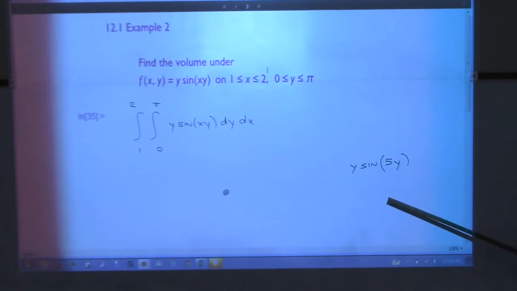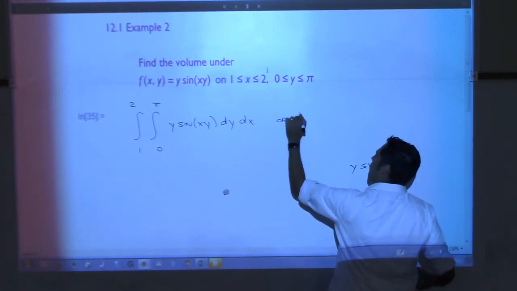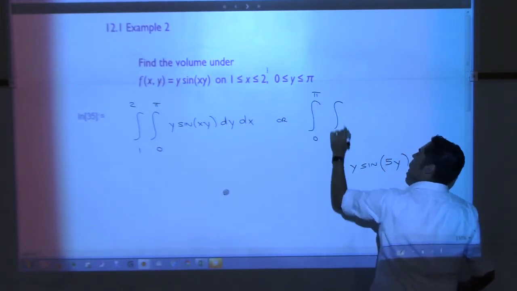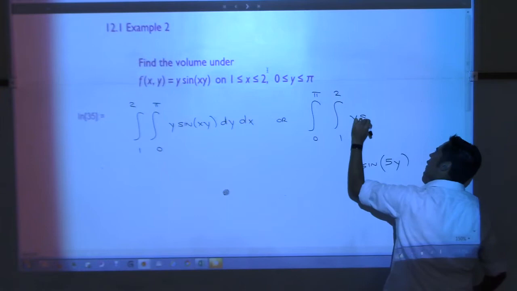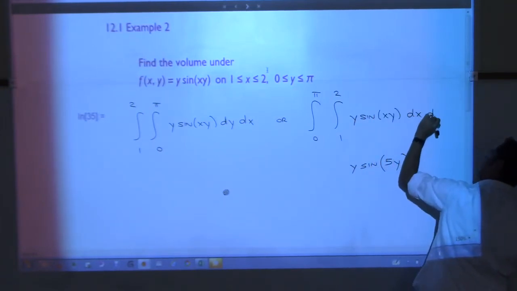What would this require? Integration by parts. You'd have to do integration by parts on that. So we could. I mean, we shouldn't be too afraid of integration by parts. However, if we reverse the limits of integration, since this is a rectangle, we can do this, right? So if we look at the other option, now we go from 0 to pi and go 1 to 2 here, still y sine xy, but this time dx dy.